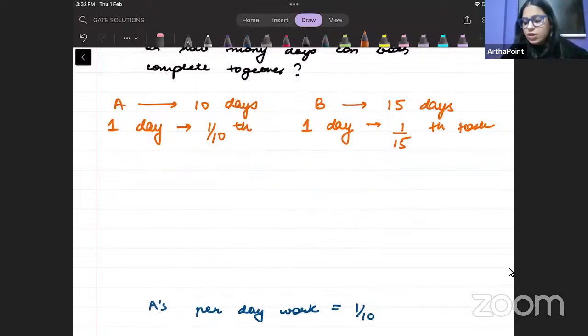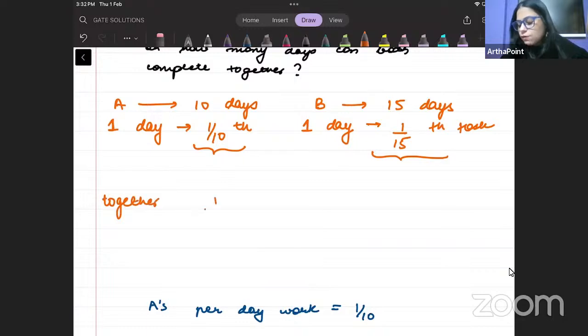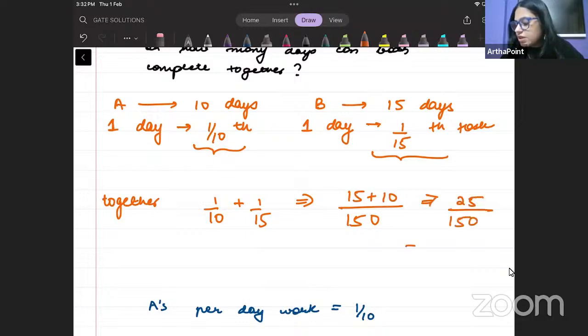In one day, A will do 1/10 of the task. In that same day, B will do 1/15 of the task. So together, A and B will do 1/10 plus 1/15 of the task in one day. If I take the LCM, this will be 150, 15 plus 10, so 25/150. It means 1/6 of the task.